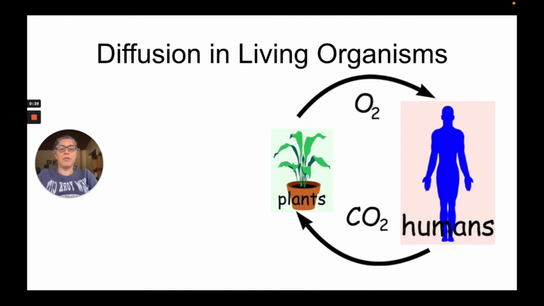So we know that there is a relationship between plants and animals where plants release oxygen and that is taken in by animals. Animals release carbon dioxide and that is taken in by plants, and both of those molecules, as they're taken into the respective organisms, are needed for different processes in those living things.